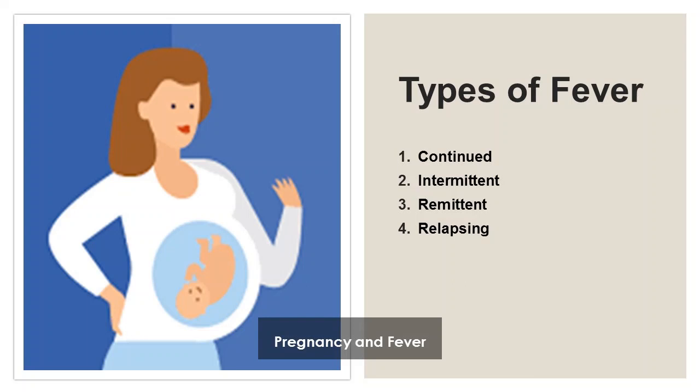Pregnancy and fever. Women who are pregnant should contact a doctor for a fever over 101 degrees Fahrenheit. A fever in pregnancy which is accompanied by a rash and joint pain could be a sign of an infection that could affect the baby. So it might be dangerous.